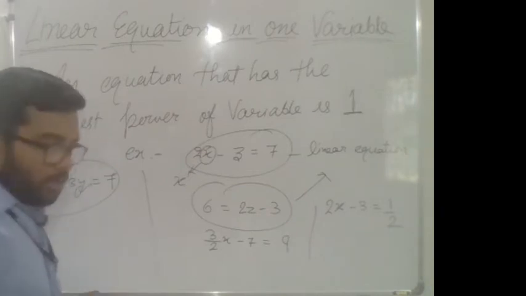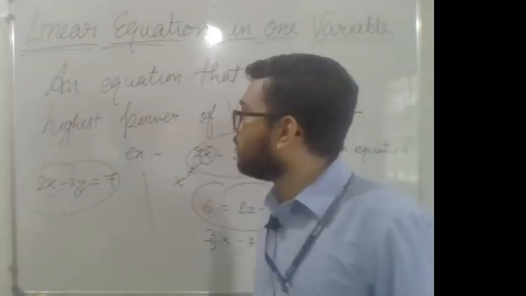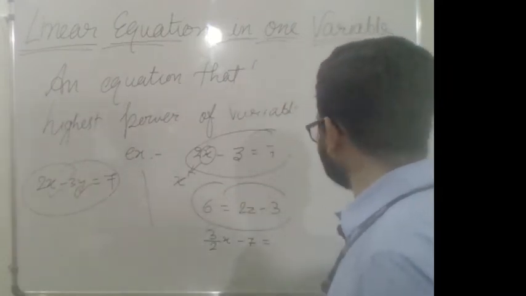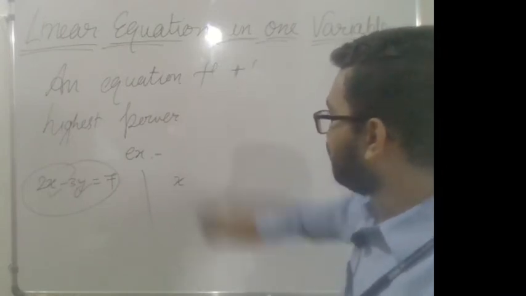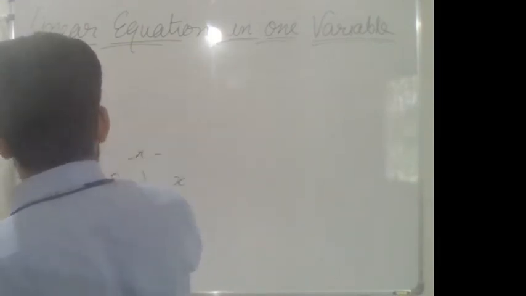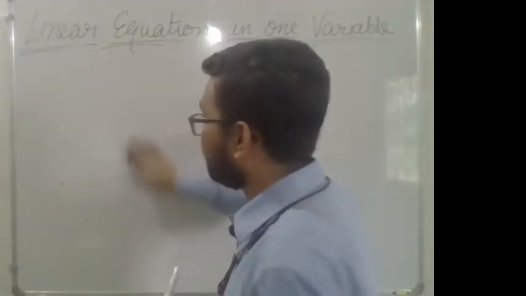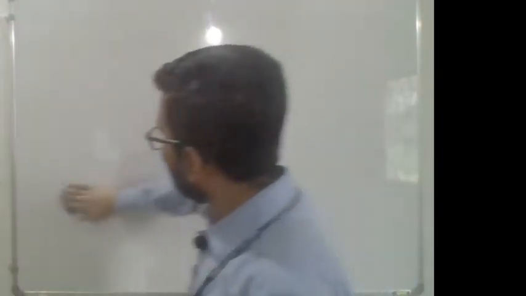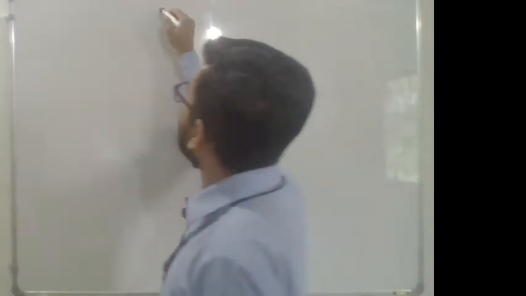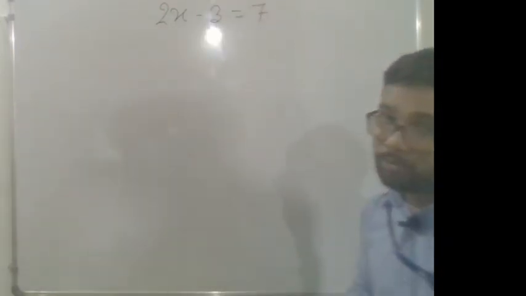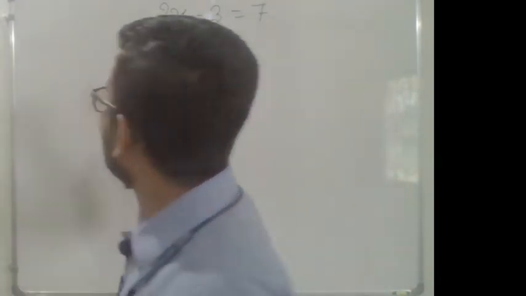Now, the next section is how to find the solution of linear equation. Here equality plays an important role to find the solution of linear equation, because equality represents that LHS is always equal to RHS. If we say 2x minus 3 is equal to 7, we need to find the solution.